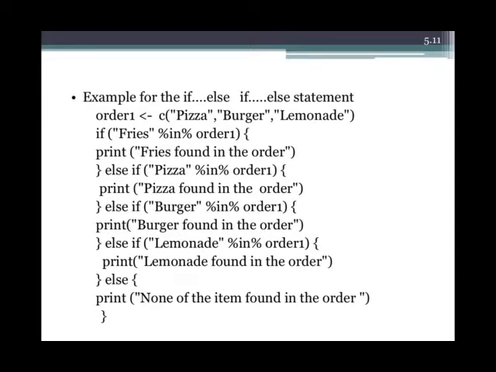We have the order1 which contains the words pizza, burger and lemonade. Then we try to find the word fries in the order1, which is the variable. We say print fries found in the order. Else, if pizza is found in the order1, we say pizza found in order1. And else we have another if which is trying to find the word burger. Else another if which is trying to find the word lemonade.